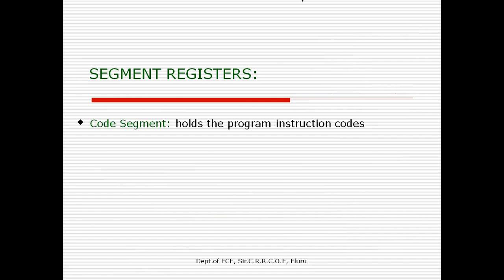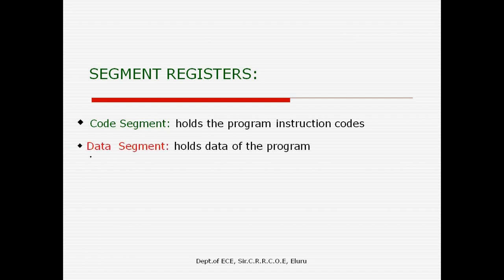The first one is the code segment memory block. The code segment is used to hold the program instruction codes. When you are writing an assembly language program, you will have the mnemonics. Every mnemonic of an instruction has an equivalent machine code, and all these machine codes are stored or placed in the code segment memory.